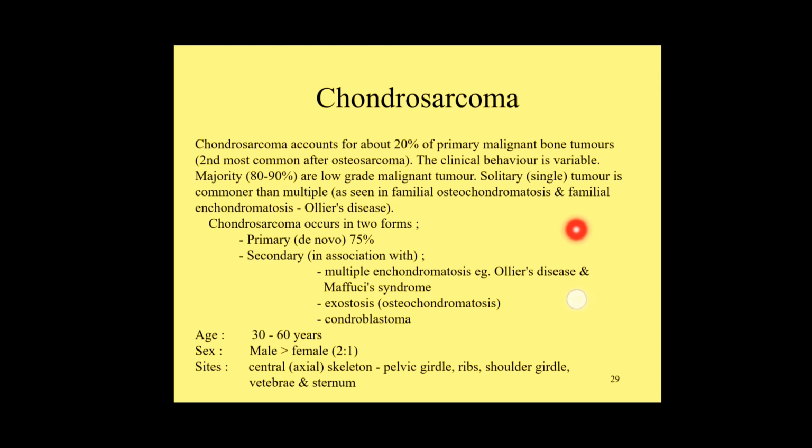It occurs in two forms: primary de novo, which is 75%, and secondary, which is in association with syndromes like Ollier's disease, Maffucci syndrome, exostosis, and arising from a chondroblastoma. It occurs usually in the 30 to 60 years age group, with male more common than female. The central type of chondrosarcoma involves the pelvis, ribs, shoulder girdle, vertebrae and sternum.